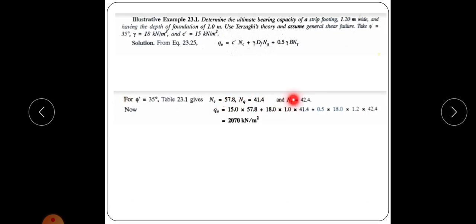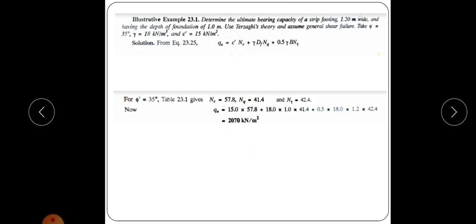So write down these values and substitute them in the equation. C is given as 15, then N C is obtained as 57.8 from the table, plus gamma is 18, depth of foundation is 1 meter, into N q 41.4, plus 0.5 into gamma 18, B width is given as 1.2, and N gamma 42.4. So the answer is 2070 kilonewton per meter square.